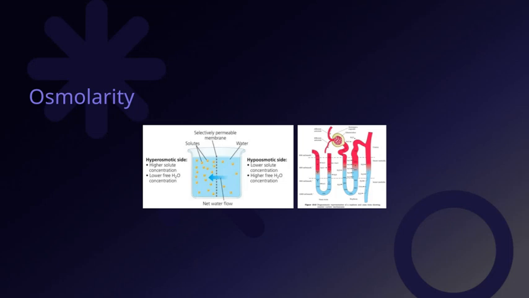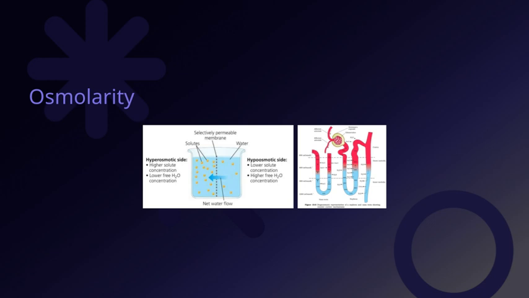Let's take a closer look at osmolarity. Osmolarity refers to the concentration of solute particles in a solution, specifically expressed as the number of osmoles per liter. It's a key concept because it helps us understand how fluids move across cell membranes. When osmolarity is balanced between compartments, cells maintain their shape and function properly. But if osmolarity is too high or too low, it can lead to fluid shifts that affect cell health.